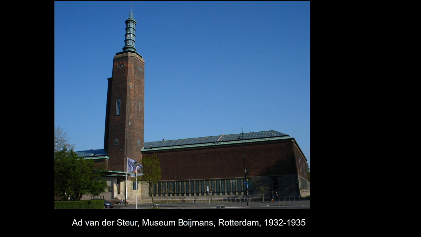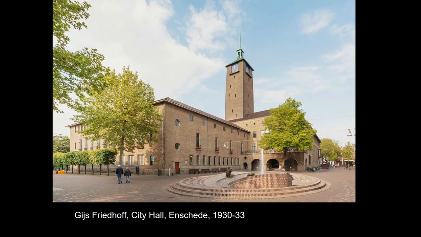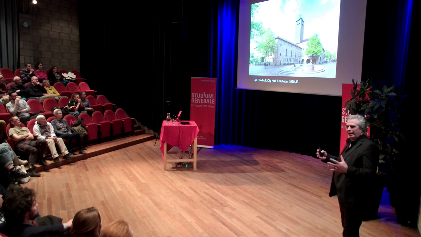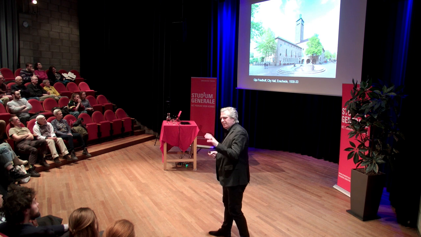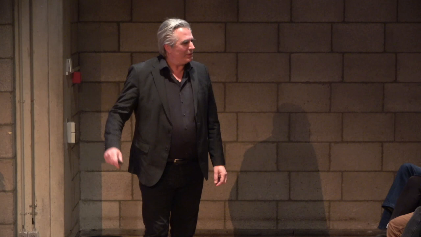This is Gijs Friedhof, the city hall in Enschede. Also built in brick. And maybe, from our perspective right now, a traditional building, but in the 30s this was a moderate kind of modernism, useful, and built in brick, so typically Dutch. Do you think it is typically Dutch? Is it referring to our 17th century one way or the other? Maybe it could be. It was considered like that.